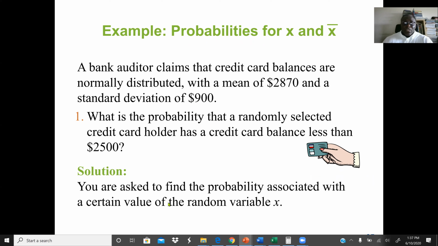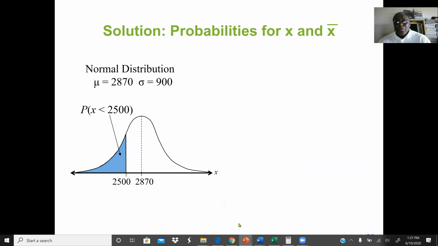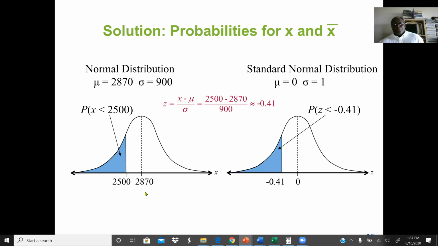So they say here you can ask to find the probability associated with a certain value of the random variable X. So we can see our 2,500 and 2870. We can see the Z score again. We said it will be 2,500, the X value, minus the mean 2870 divided by 900, which was again negative 0.41.